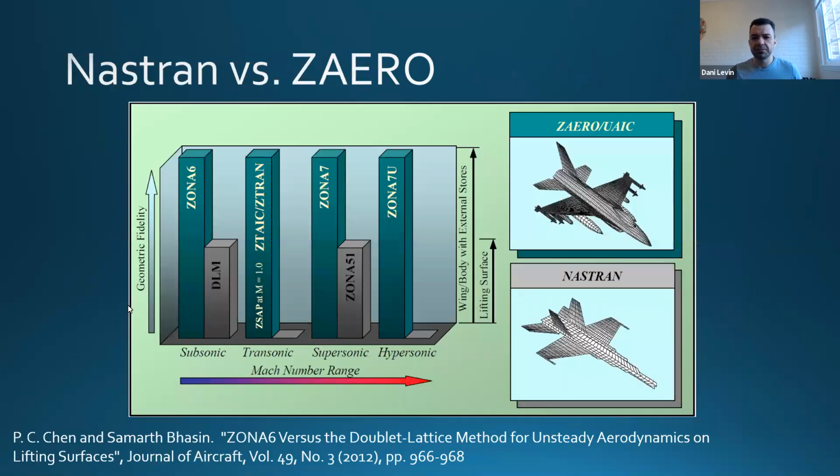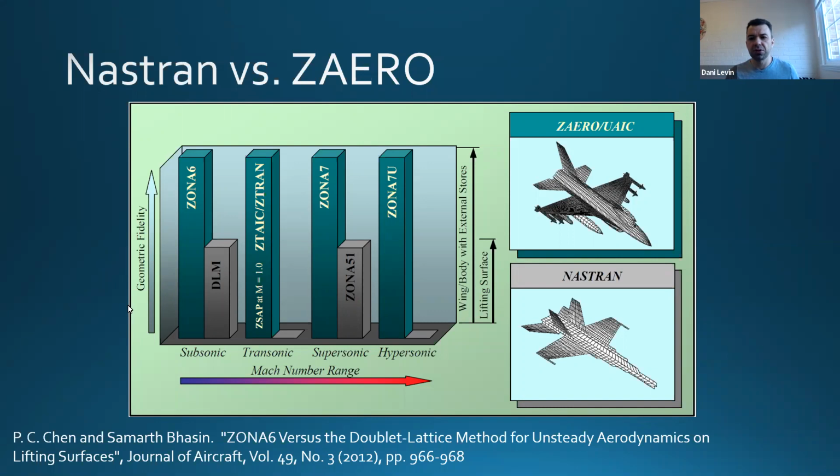Okay, so this is a short slide for a short comparison of Nastran with ZAERO. As you might see, ZAERO has more unsteady aerodynamic capabilities than Nastran. They only have a doublet lattice method and ZONA51, which is for supersonic aerodynamics, where ZAERO enhanced this for transonic and nonlinear hypersonic, and also for supersonic aerodynamics.